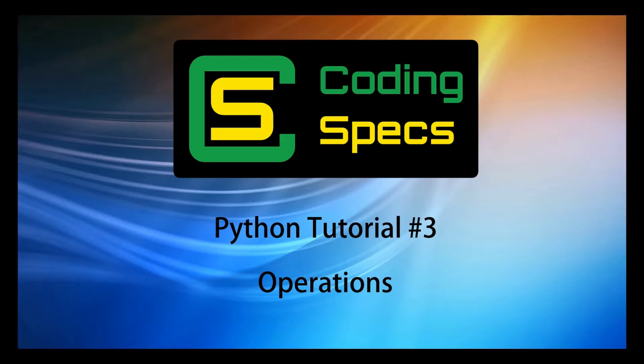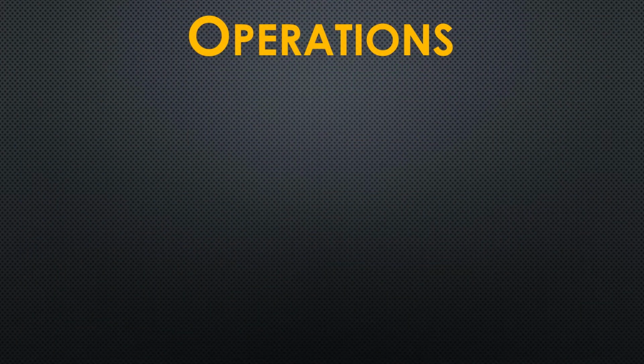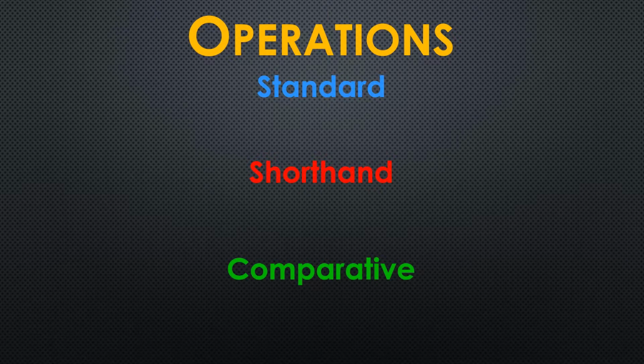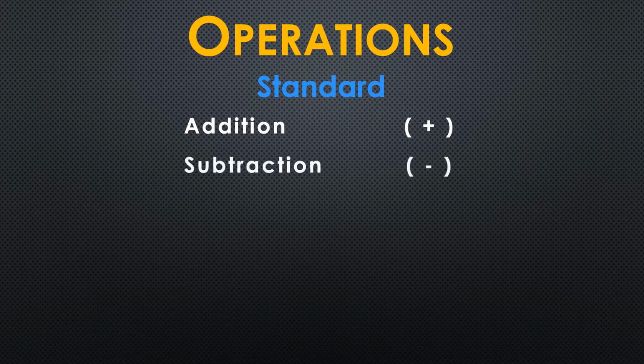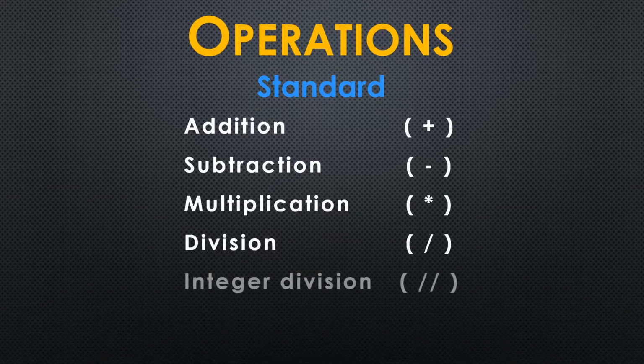In today's video we will learn all about the main types of operations available in Python. These are the same ones you learned in your elementary mathematics class, and they can generally be divided into three main categories: standard, shorthand, and comparative operations. The standard operations contain addition, subtraction, multiplication, division, integer division, and power.